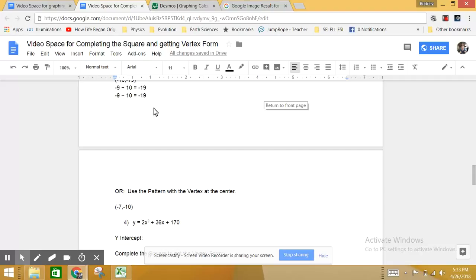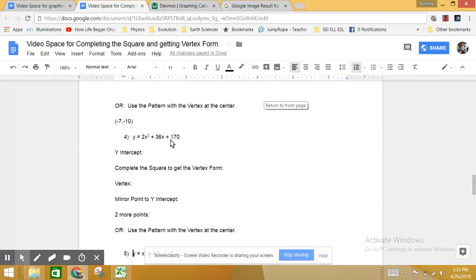Now, I'm going to do number 4 as well. Number 4 has a lead coefficient of 2. So we'll start off by getting our y-intercept. And our y-intercept is going to be what y is when x is 0. So I'll plot that there. I'll write that down there. And if x is 0, 2x squared is nothing. So go away 2x squared. And 36x is nothing as well. So go away 36x. So y is 170 when x is 0. So we have a point at 0, 170.